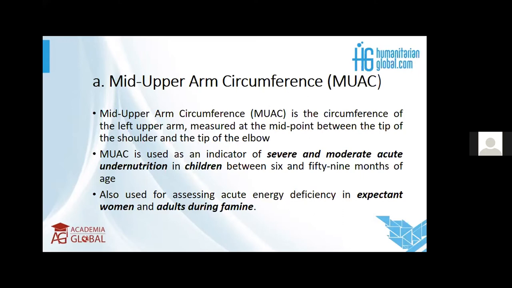Now, the MUAC, which means middle upper arm circumference, is usually used to indicate undernutrition, and in this case, it helps us to know severe and moderate acute undernutrition in children between 6 and 59 months. So we normally use it not on newborns, but on children who are 6 months to 5 years old. We also use it on expectant women and lactating women to assess malnutrition.